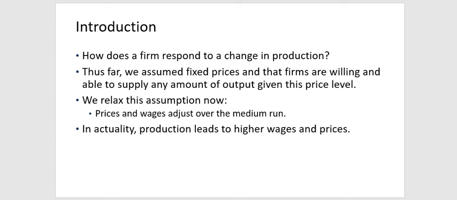This sequence of events has been ignored until now. In fact, by assuming a constant price level in the IS-LM model, we assumed that firms were willing to supply any amount of output at any given price level. The assumption was acceptable so long as our focus was on the short run. However, we now turn to the medium run and must drop or relax this assumption. We must explore how prices and wages adjust over time, and also how that adjustment in turn affects output.